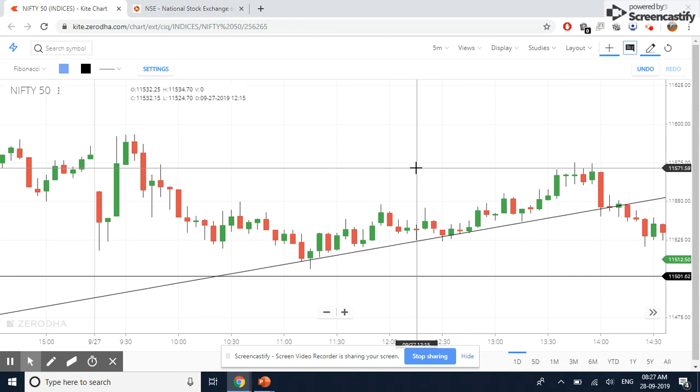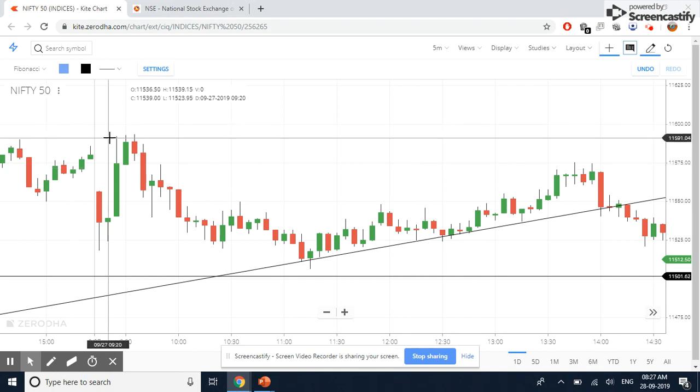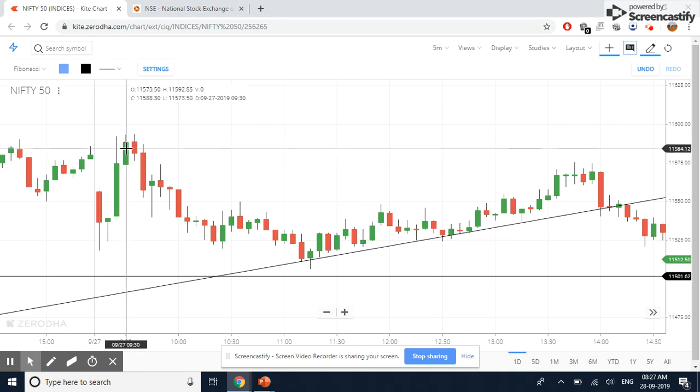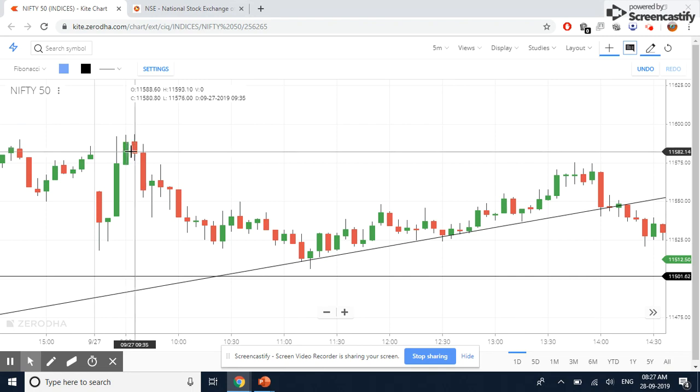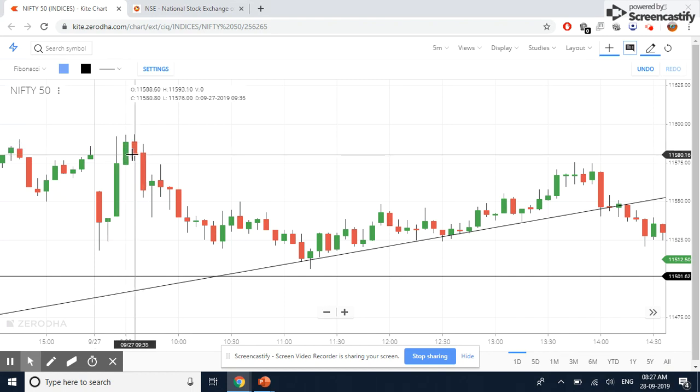Before we start our option chain analysis, let's see what Nifty has done today. As we can see over here, Nifty opened around 11,556 and within 15 minutes made today's high, around 11,593. At this price, we can see Nifty faced a resistance.